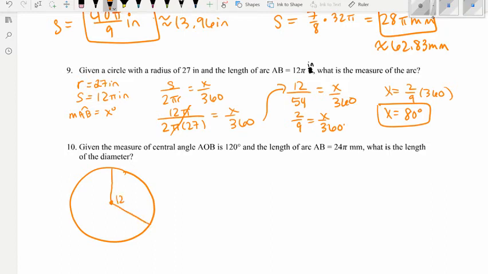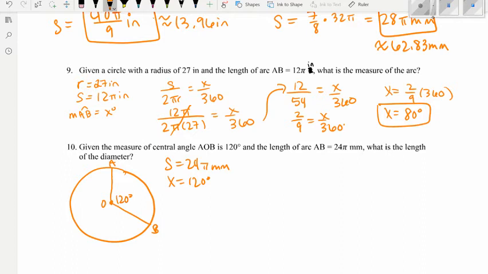So this is 120 degrees. So we'll call this AOB. And the length of the arc is 24, so that's S equals 24 millimeters, 24 pi. And of course, we're given x equals 120 degrees. So we want to figure out what the radius is to find the diameter.